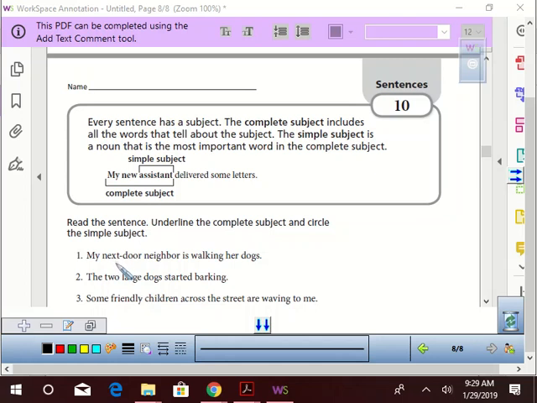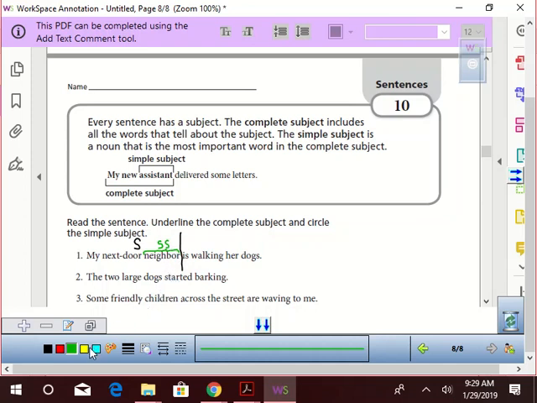Where's the subject in that one? The whole subject. What's the subject? My next door neighbor. Who said that? Okay. Yes, my next door neighbor is the complete subject, right? But what is the simple subject? Simple. David? Neighbor. Neighbor is the simple subject, right? So I would be really impressed if you guys would diagram your sentence like I've been doing.